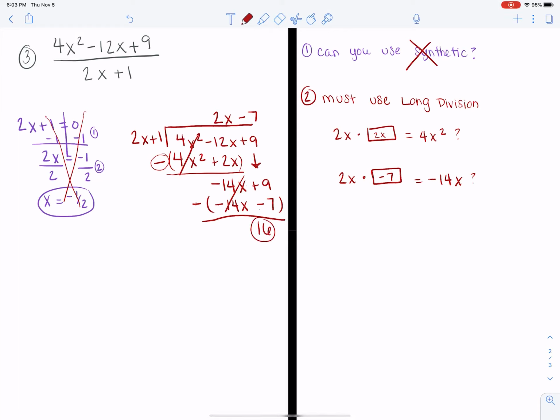The remainder is 16. So plus 16 over 2x plus 1. So our final answer is 2x minus 7 plus 16 over 2x plus 1. All right, that's it.